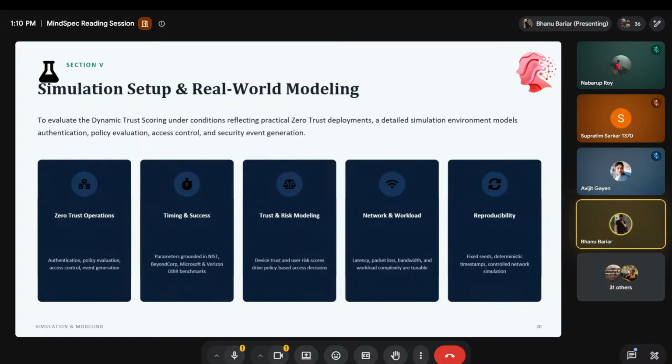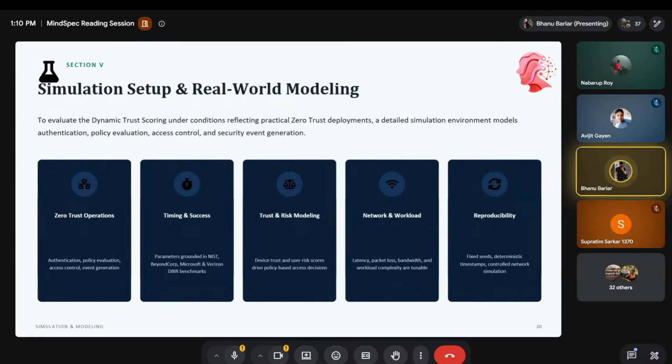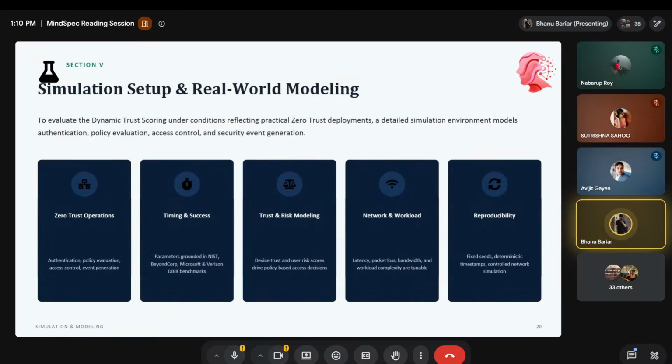Then we can come up to the results section, like simulation setup and real world modeling, to evaluate this whole dynamic trust scoring under conditions reflecting practical zero trust deployments. The whole environment was a detailed simulation for the models, authentications, policy evaluations, access controls, and security event generations that are mentioned here. Zero trust operations were done, timing and success rates were calculated, trust and risk modeling were done, where device trust and user risk scores drive policy based access decisions.